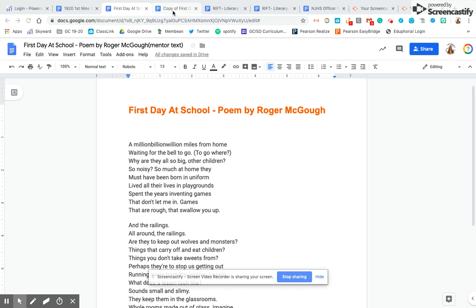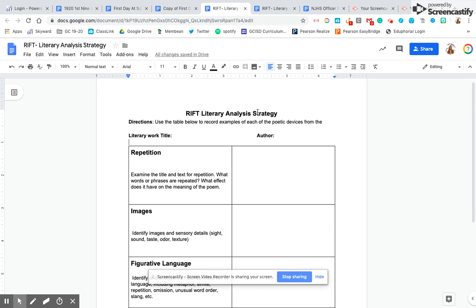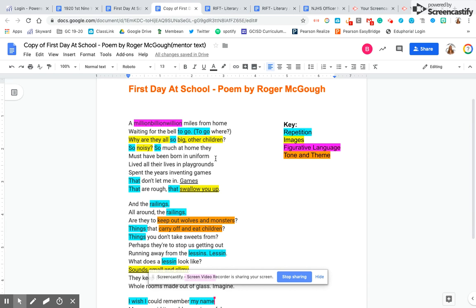So we already read this poem on our own and annotated and analyzed it, and we want to go over with you how we did that. So first, you should have picked up a handout, the RIFT Literary Analysis Strategy, and you are going to be filling this in either on hard copy or digitally with a poem. So we're going to model how we did that.